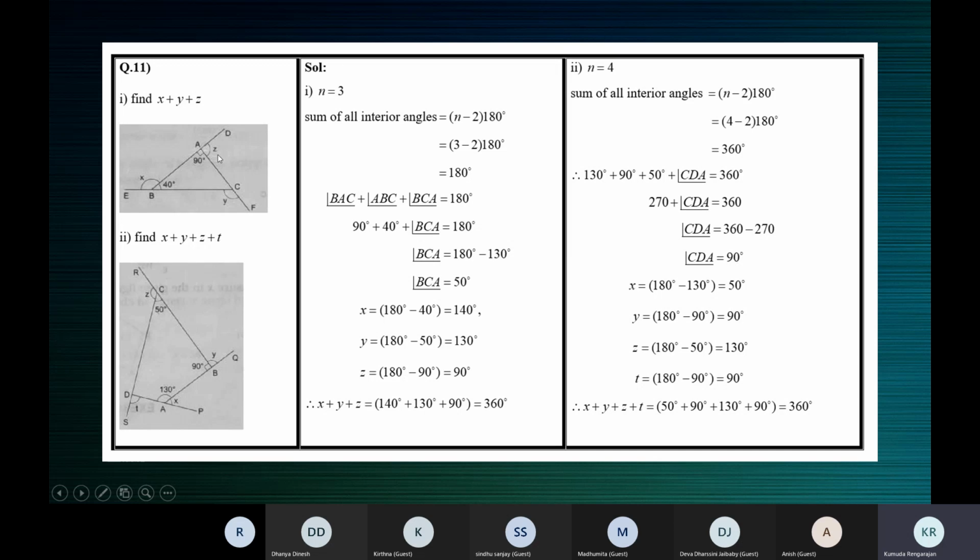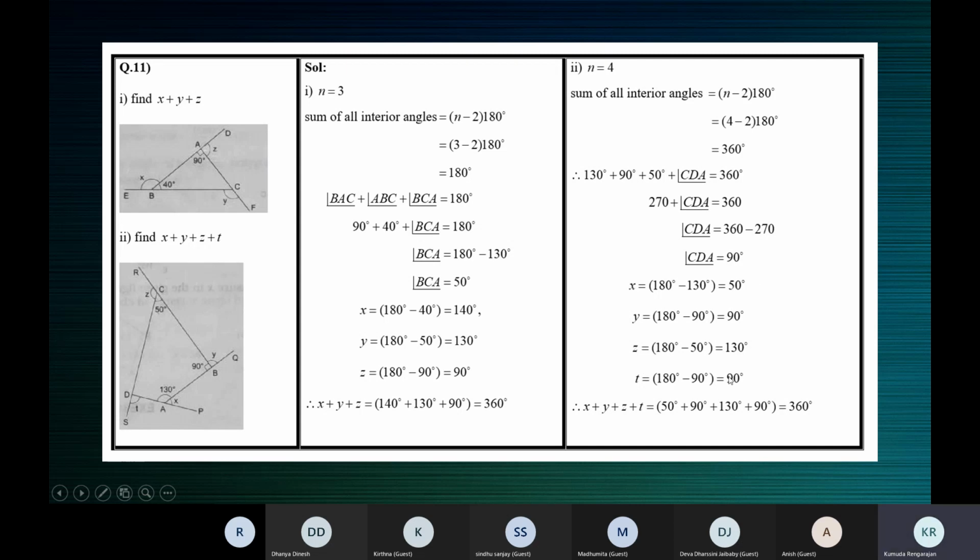Now we have the measures of all the interior angles in the triangle, and we find the corresponding exterior angles using 180 minus interior angle. We find X, Y, and Z. Same thing here. We know all four interior angles in the quadrilateral, and 180 minus interior angle will give the corresponding exterior angle. Like that we find X, Y, Z and T.